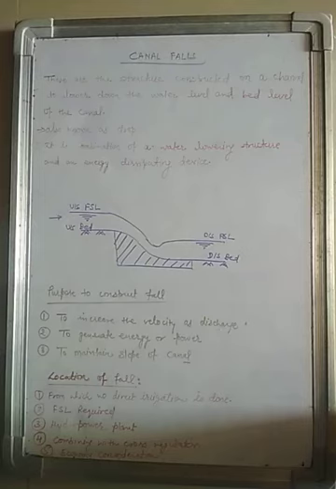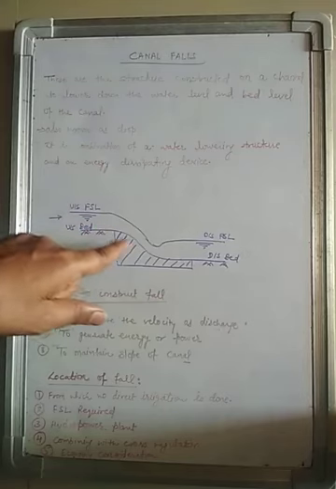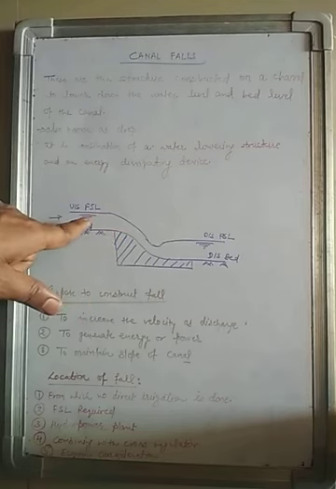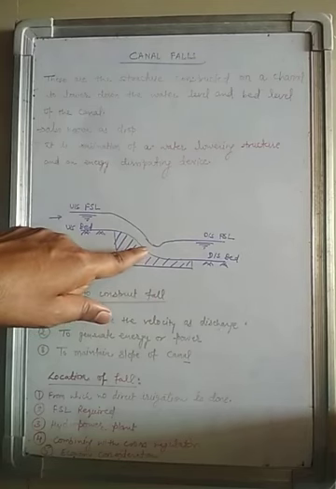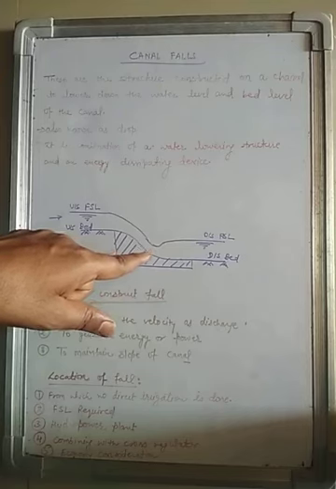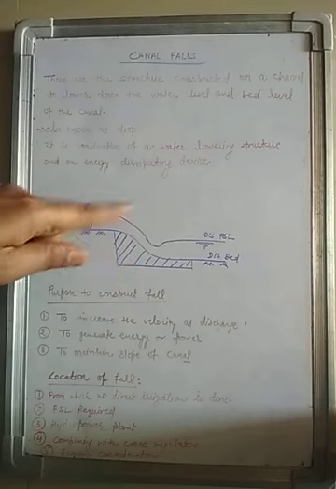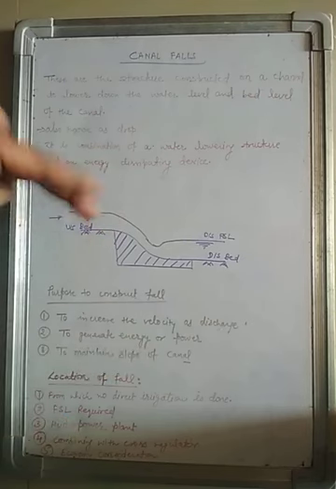The second point is that the main important function of the construction of a fall is to generate energy or power. When water falls in this structure from this side to this side, the water gets kinetic energy. The potential energy converts into kinetic energy, through which the turbine combined along with this place in the canal rotates, and hence we can generate power by moving the turbines.